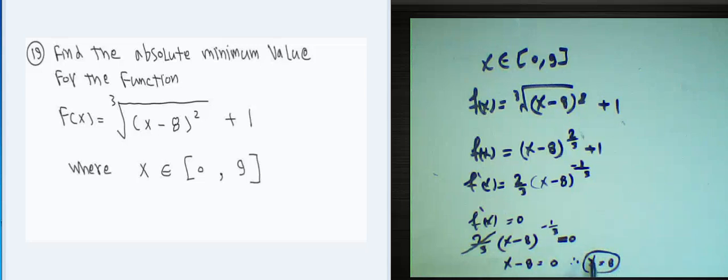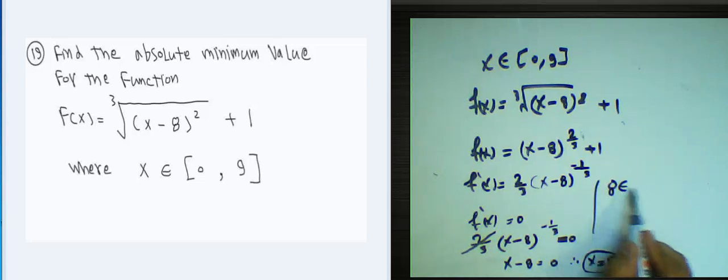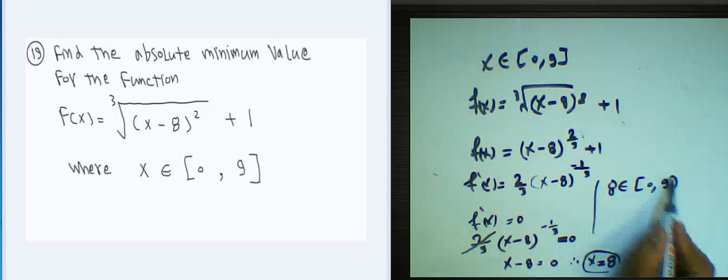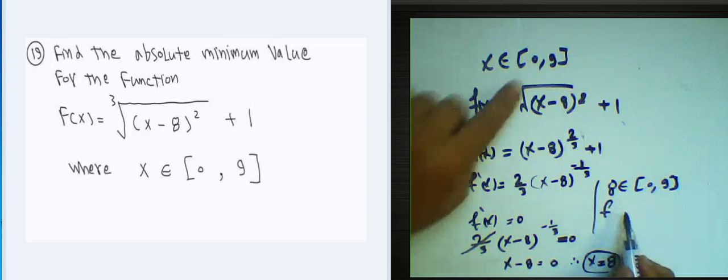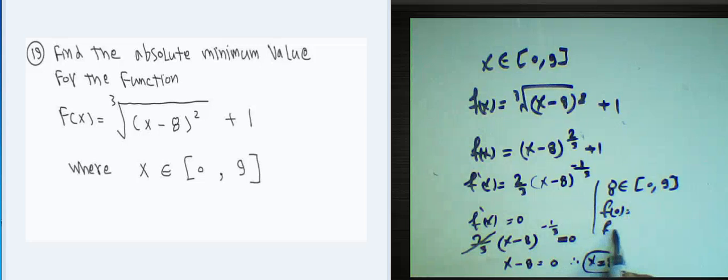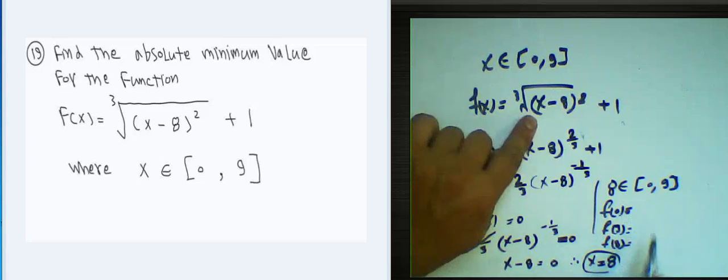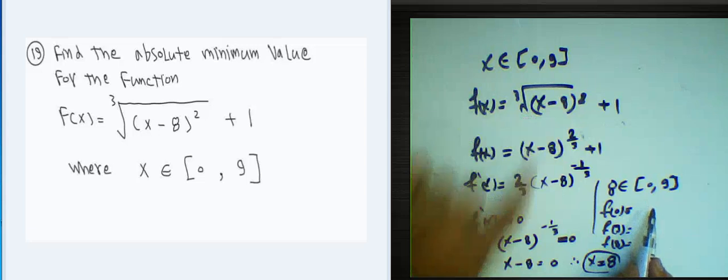Then x equal 8 is the critical point. Here we have the critical point at x equal 8, and 8 belongs to the interval 0 and 9. Then we can find f of 0, f of 9, and f of 8, because it's the critical point. Understood? To find the minimum value, f of 0, put 0 in this function, cubic root.